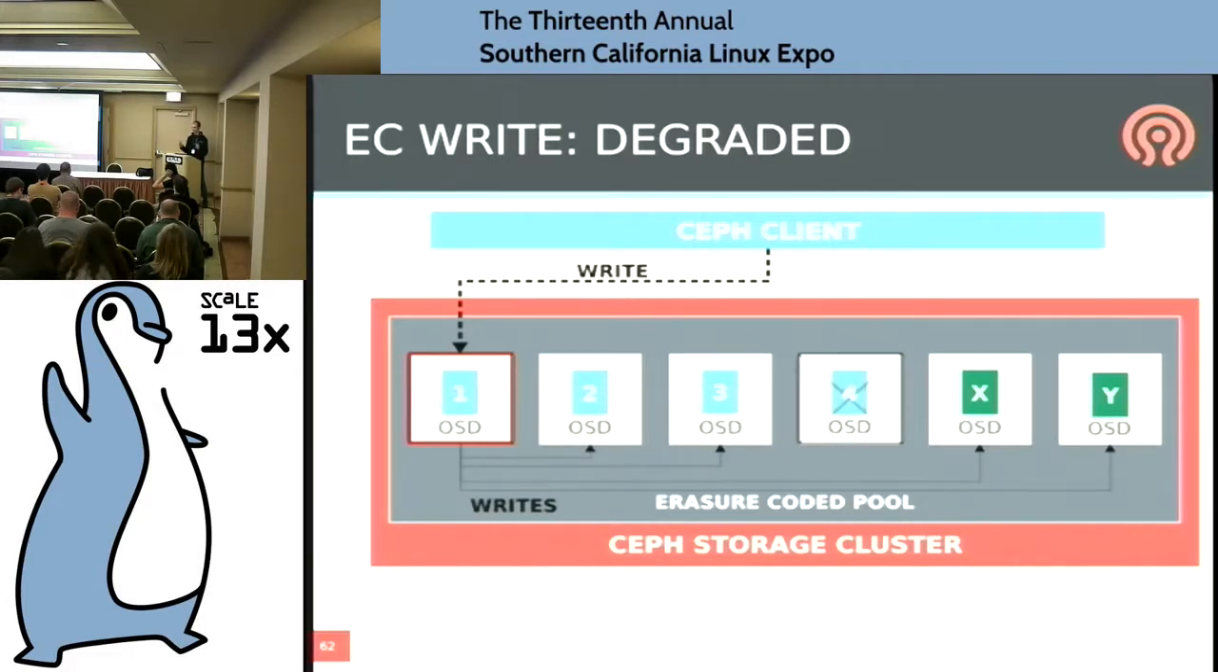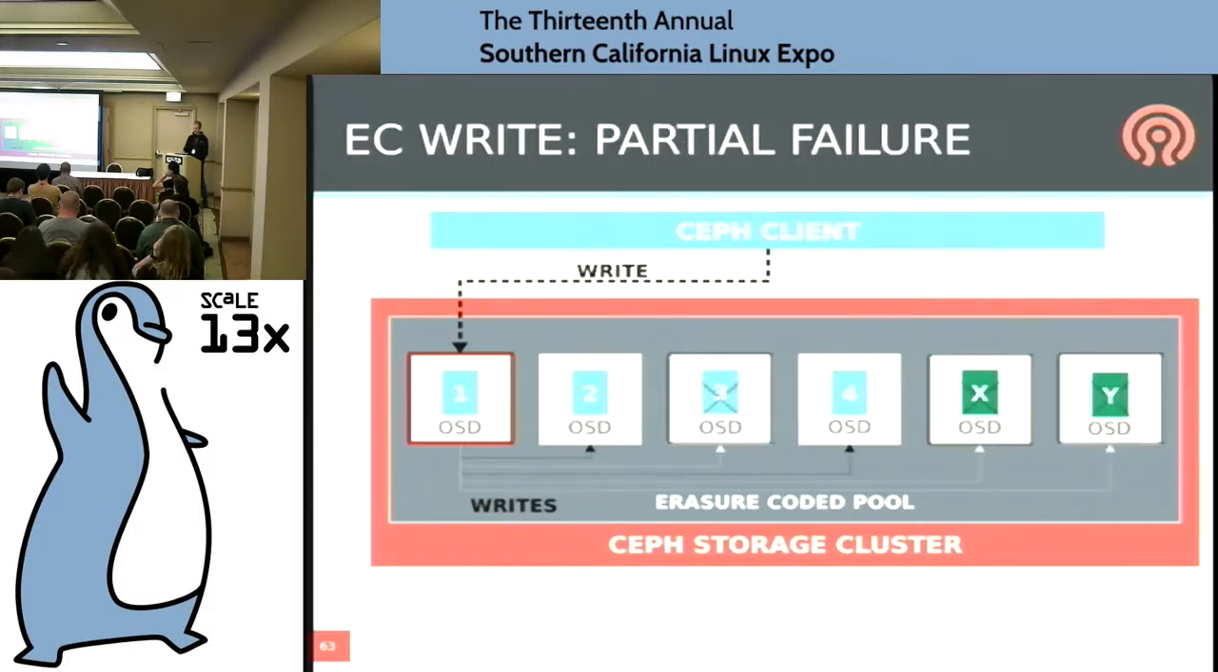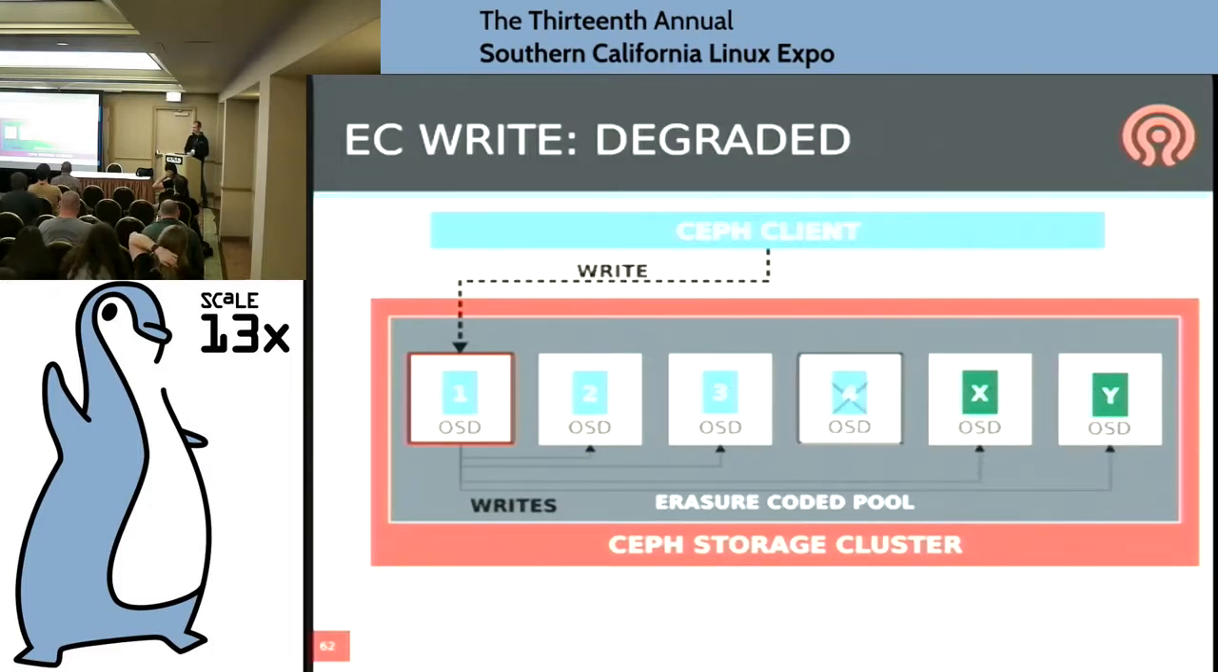This is the degraded state where I have 5 out of 6 OSDs active. In this case, we'll do the same steps, except we'll only write to 5 out of the 6 shards, and we'll send the reply back to the client. Then later, when that OSD comes back online, it'll do the same recovery path that it would normally do to repair the situation.